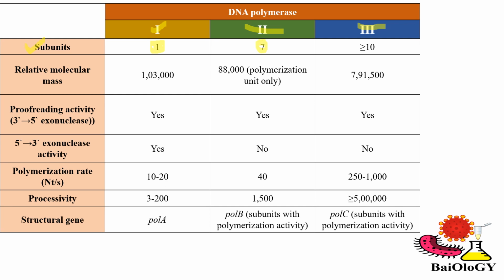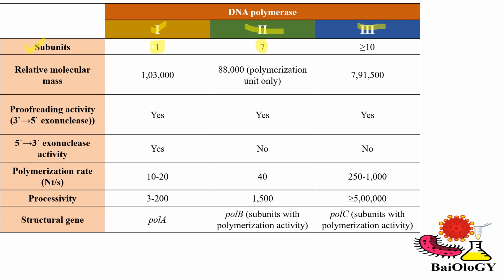We all know that enzymes are usually made up of proteins, right? They can be ribozymes as well, but DNA polymerase is a proteinaceous enzyme. So this enzyme is having a number of subunits, a number of polypeptides in it. And so DNA polymerase 2 is made up of 7 subunits. And if I talk about DNA polymerase 3, which is the main DNA polymerase usually involved in the polymerization in DNA replication, it is made up of more than 10 subunits.